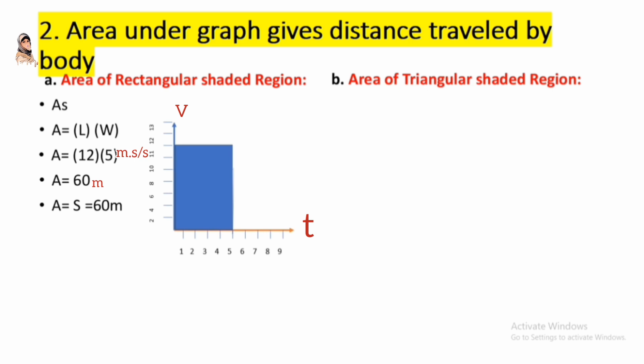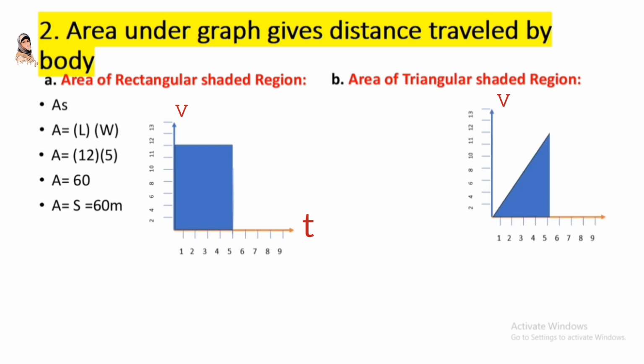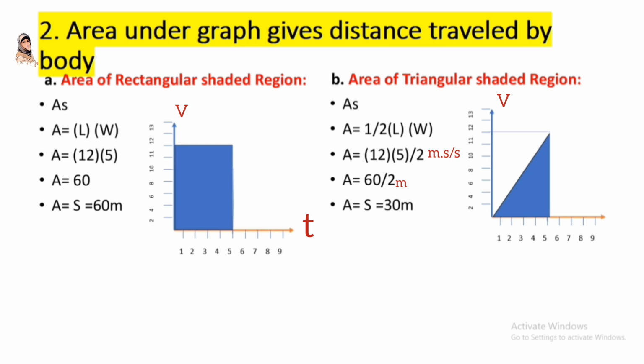Now let's discuss the area of the triangular shaded region. As you know, the area of a triangle is 1 by 2 length multiplied by width. In this case, the length is 12 and width is 5. So this equation becomes area = 12 multiplied by 5 divided by 2. By solving these values, we get 60 divided by 2. And finally, we get the distance as 30 meter.